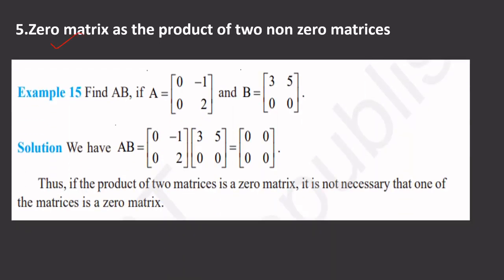Now, a zero matrix can be the product of two non-zero matrices. Here there is an A and B, and these are not zero matrices because all the elements are not zero. Now we multiply AB and we get all elements zero, which is called a zero matrix. There is a property, or rule, that if A and B are non-zero, it is not necessary that AB is non-zero or zero. Anything can happen. But if A is 0 and B is also 0, then the resultant must be a zero matrix. Simple.